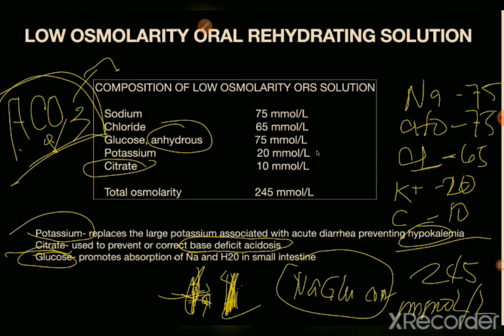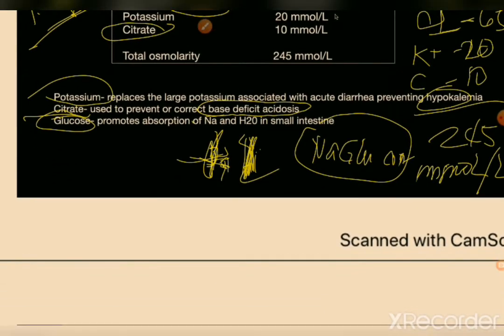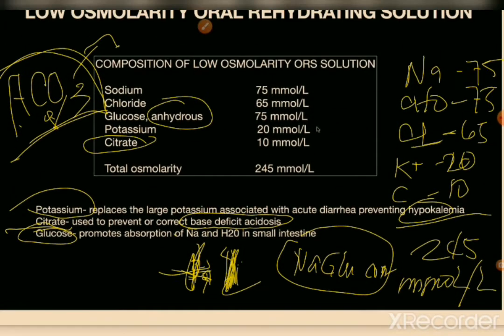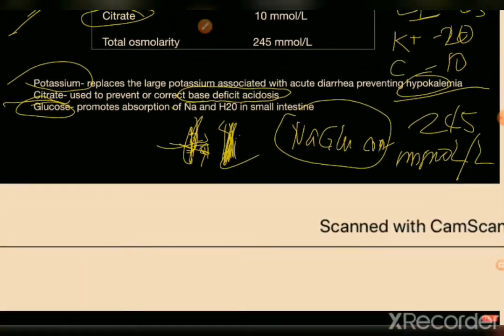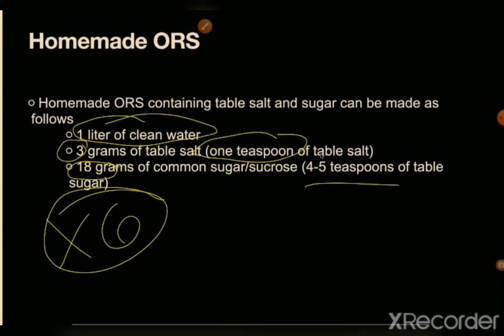We have sodium and glucose, which are of the same osmolality here, both 75. Then next with your chloride, which is 65, potassium 20. Then for our citrate, which is 10. Again, citrate is used to prevent or correct base deficit acidosis. The total osmolarity would be 245.